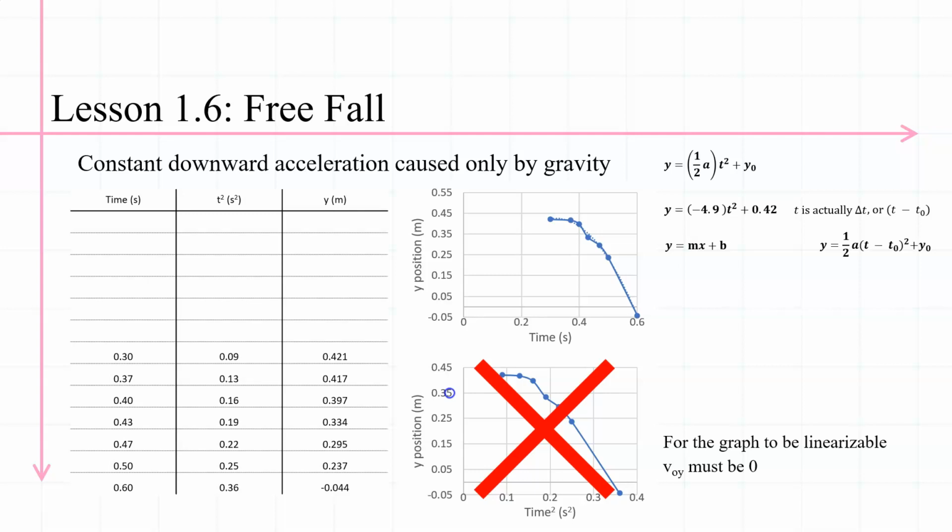So maybe it won't be a problem, right? Maybe it's just going to be another constant that's a part of this, and it will fit into the constants in mx plus b. Maybe it'll be part of the slope or part of the y-intercept, and it won't cause any problems for us.